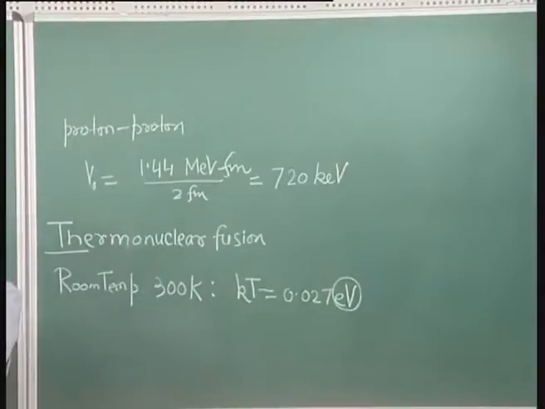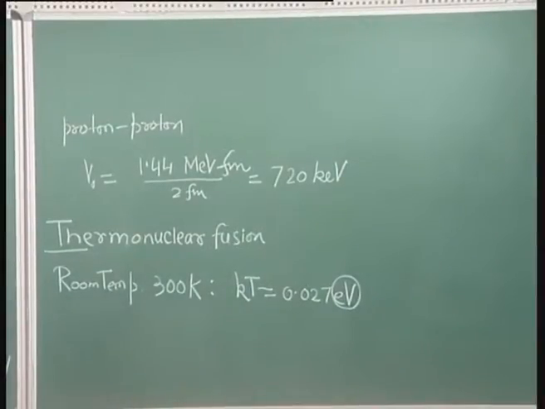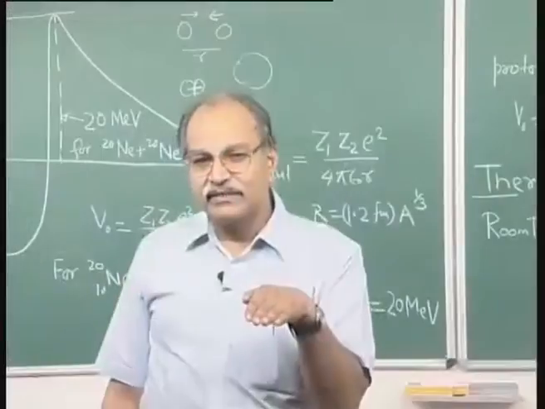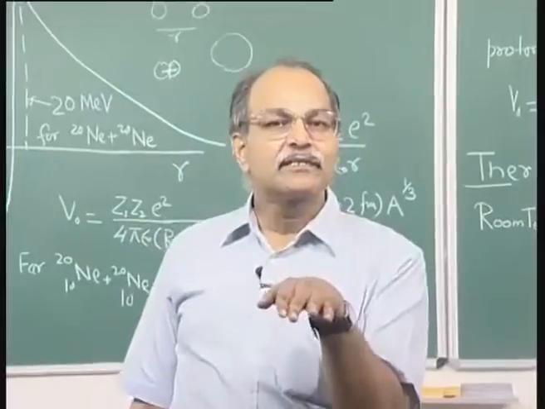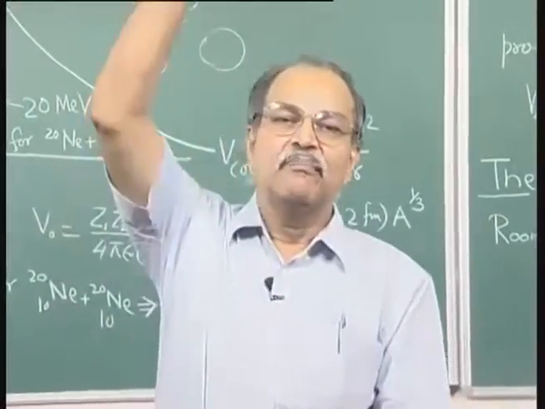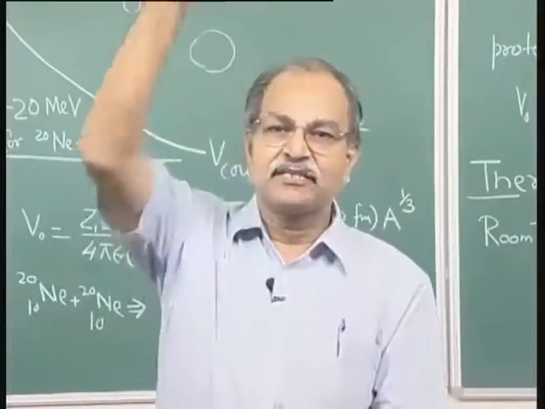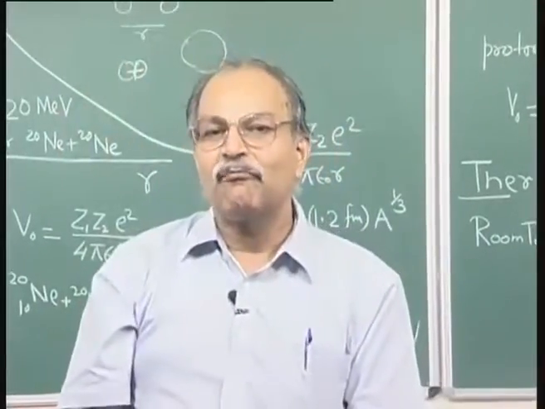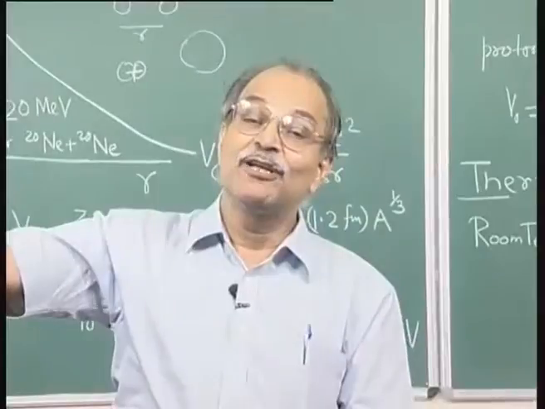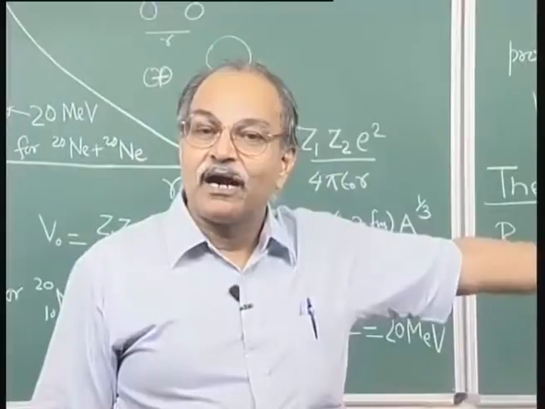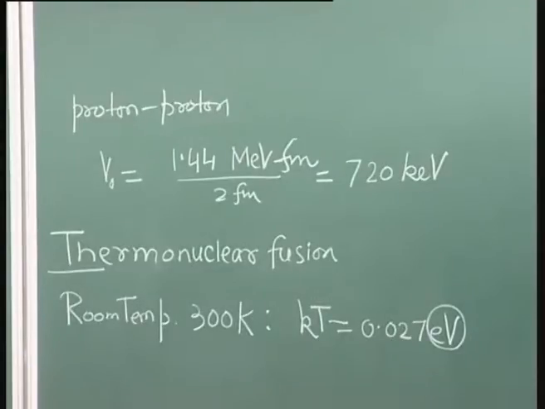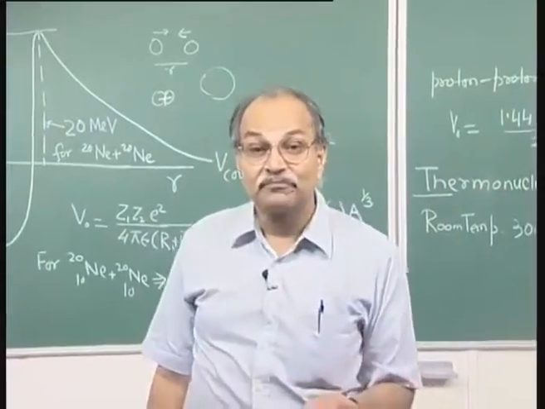So, if I take this average 3 by 2 kT, this initial kinetic energy is hopelessly small when we compare it to the barrier height. Even if I take say 300 keV of barrier, 300 keV, kilo electron volts, that means 300,000 electron volts, and here it is hardly 0.03, 0.05 type of electron volts. So, the barrier penetration probability will be very small.